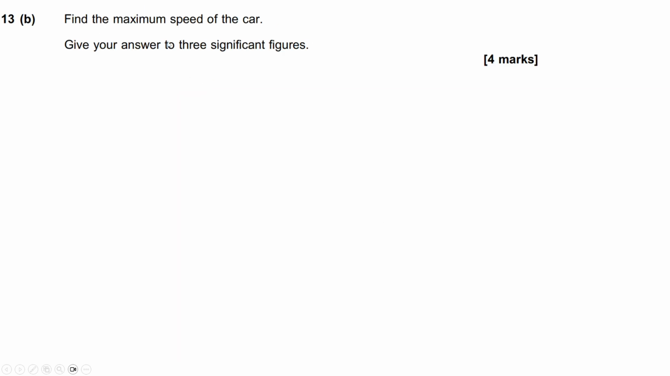Find the maximum speed of the car, give your answer to 3 significant figures. This is kind of like an optimization problem in disguise, kind of maybe.